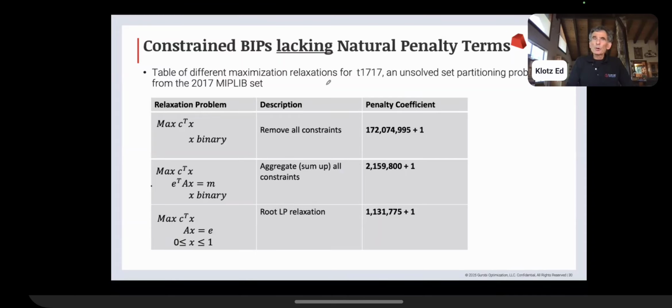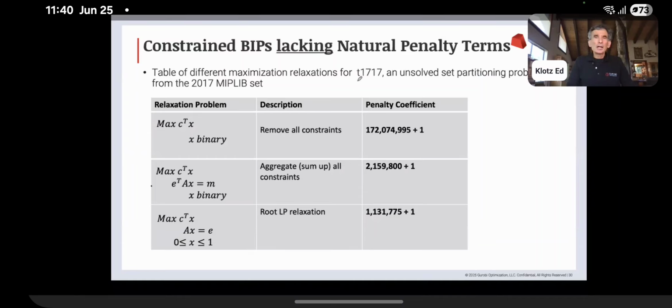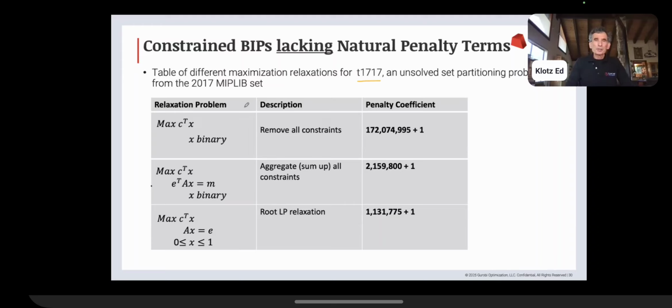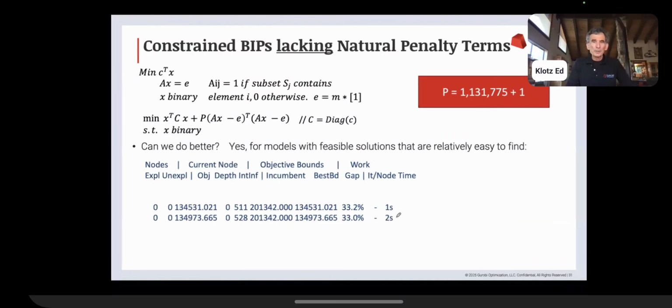Let's try it out on a more industrial strength problem. So I chose T1717, an open MIPLIB model that is pure set partitioning. And if we go through our relaxations, the weakest one yields a penalty term of over 172 million. We then aggregate the constraints and drop it to a little over 2 million. Then looking at the root relaxation, we drop it to 1 million. So that's where we're at so far.